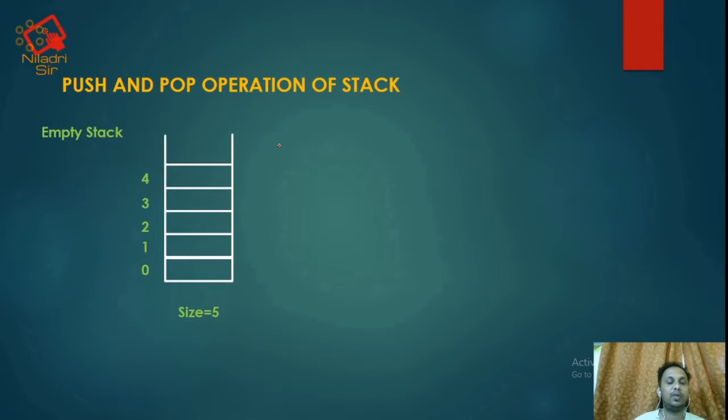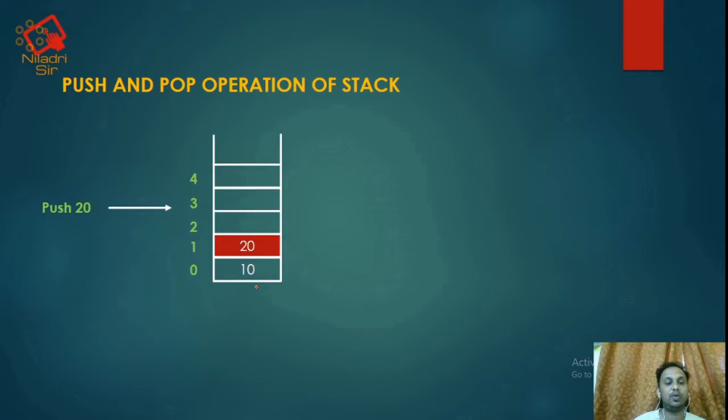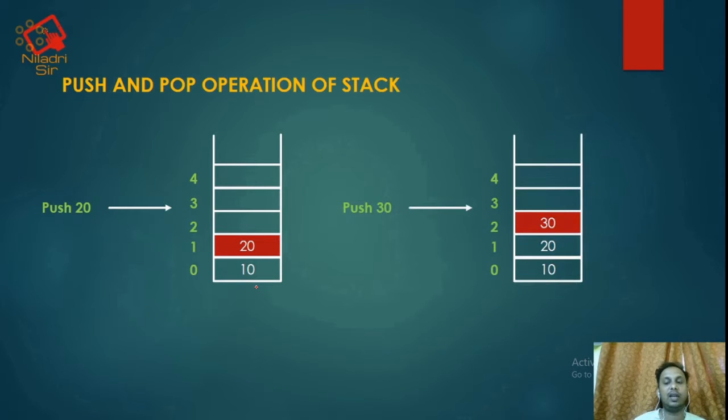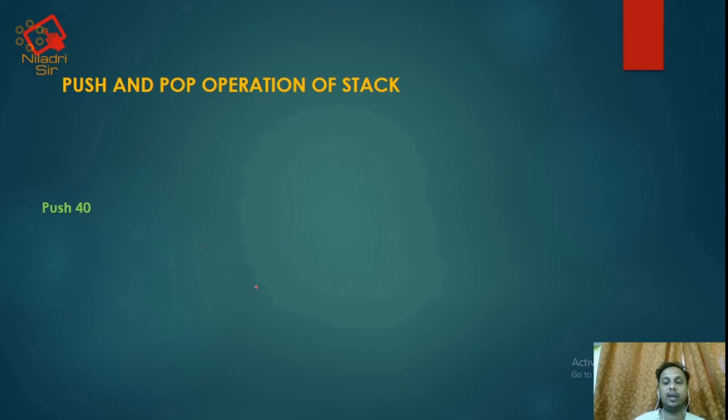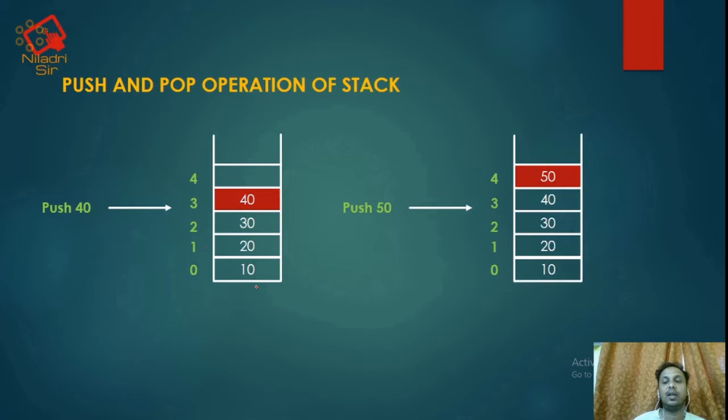Next, I'm just doing an example. This is a stack. The size of the stack is 5. These are the index values 0, 1, 2, 3, 4. There is no element right now, that is why it's an empty stack. Next, we will push 10. Inserted 10. Next, we push 20. 20 is pushed over 10. Next, we push 30. It is placed over 20. Next, we push 40. It is placed over 30. Next, 50, and it is pushed over 40.